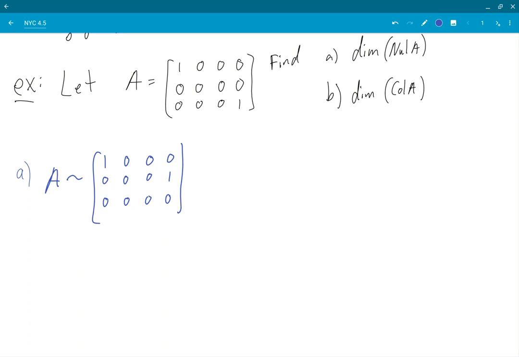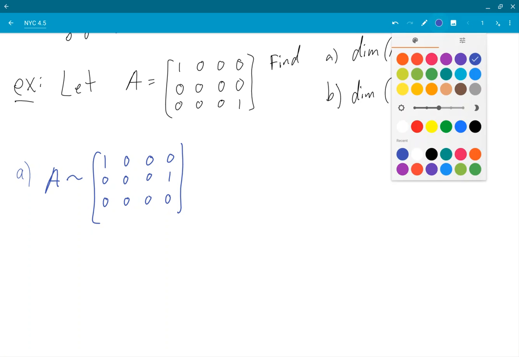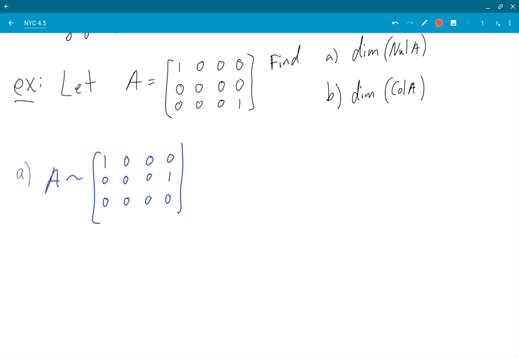So what does this mean for Null A? Well, for Null A, what are you doing? You are kind of throwing some extra zeros here. I'm thinking about that matrix and solving the corresponding system. So what do you get here? You get that x4 is 0, and so is x1. x2 and x3 are free.